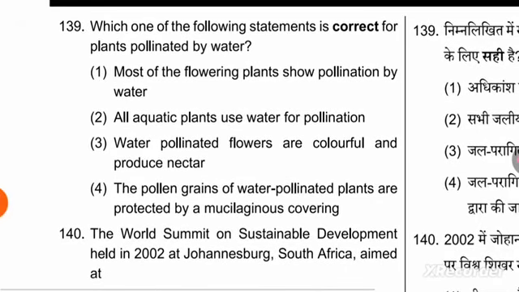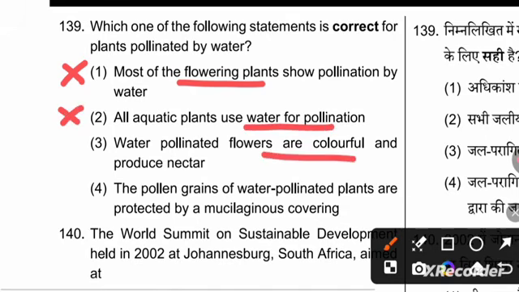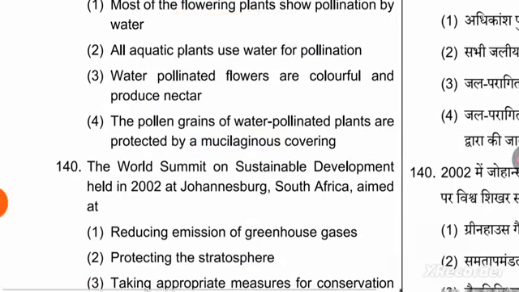139th question. Which one of the following statements is correct for plants pollinated by water? So let us find out the correct statement. First option, most of the flowering plants are pollinated by water. No, very few are pollinated by water. All aquatic plants use water for pollination. This is also wrong. Water pollinated flowers are colorful and produce nectar. No, they are not colorful, and they do not produce nectar. The pollen grains of water pollinated plants are protected by a mucilaginous covering. This is the right one. So option 4 is right. Let us move to the next question.